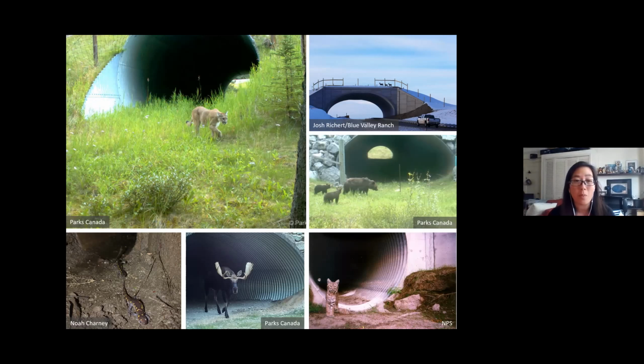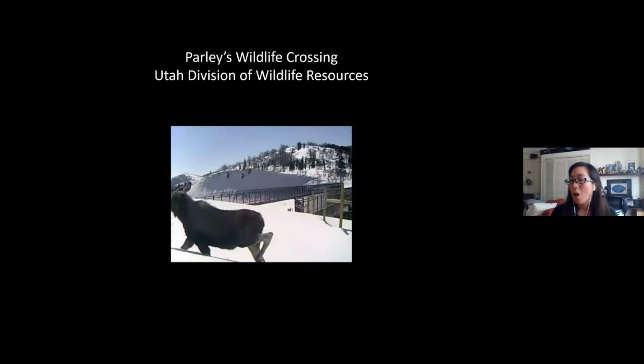And so that's something that the center is working a lot on, trying to push for better mitigation to help improve wildlife movement. And so here I just wanted to give you an example of what kind of animals can be crossing on an overcrossing. This is a video from the Parley's Canyon wildlife crossing in Utah, and they just completed this, I think, less than a year ago.